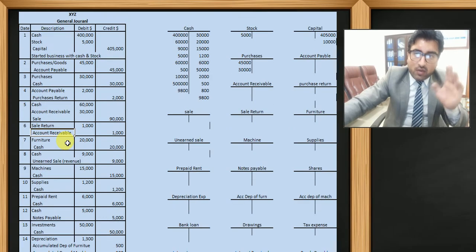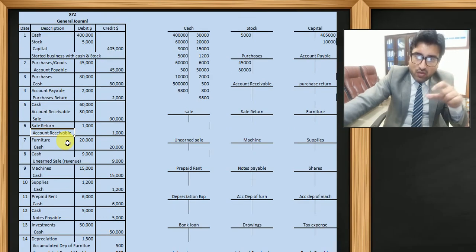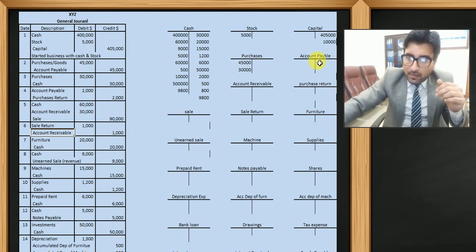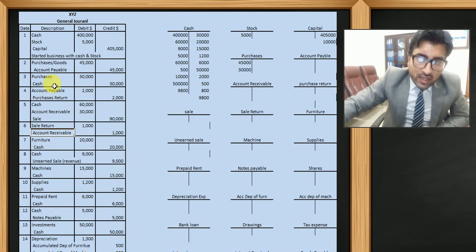So the simple way is to try to highlight one by one. So we have posted for purchases and now we are posting for accounts payable. So look, dear students, we have accounts payable credited on date 2 and how much?